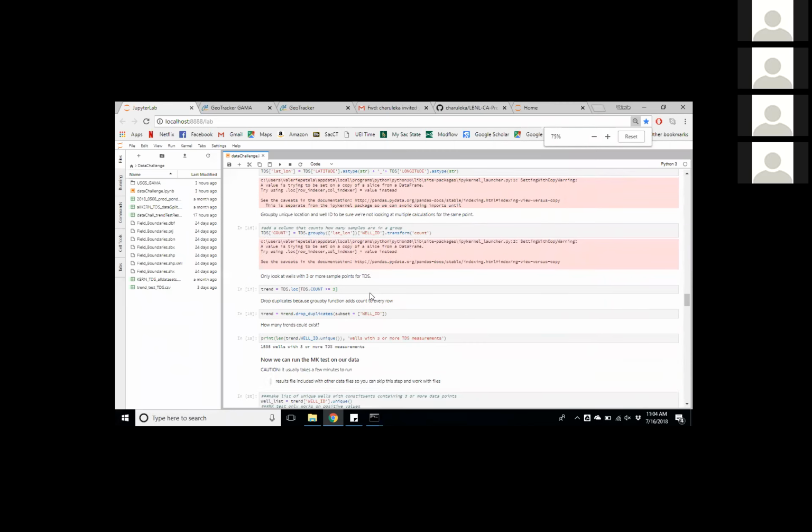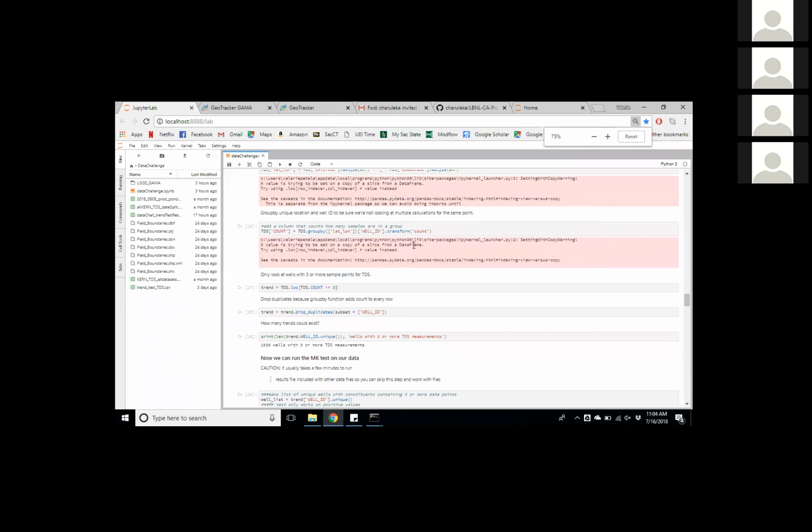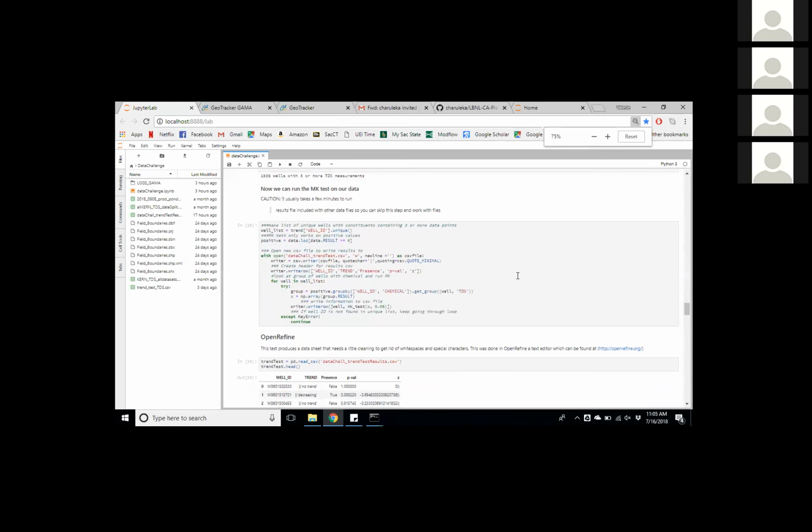We'll skip through some of these basic filtering principles, but we filtered our data to only groups that included 3 or more data measurements per well ID. This is so that we have enough data points to get a trend to see if it is increasing or decreasing, and then we're able to run the statistical test. Now this is a loop that creates a CSV file, and then it pulls out the data, runs the MK test on every individual group that has 3 or more sample points, and writes the results to that CSV file.